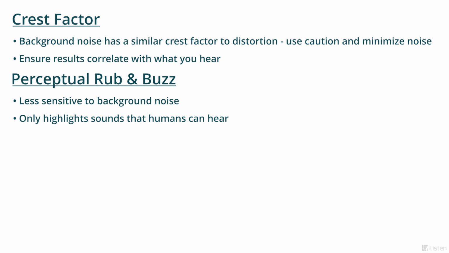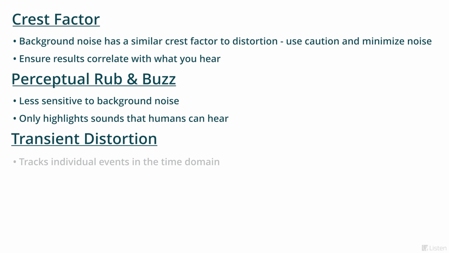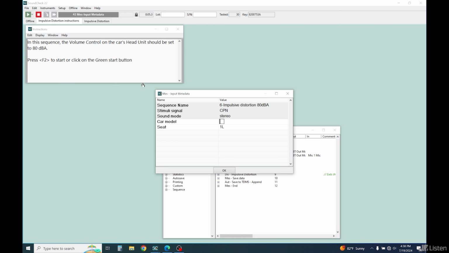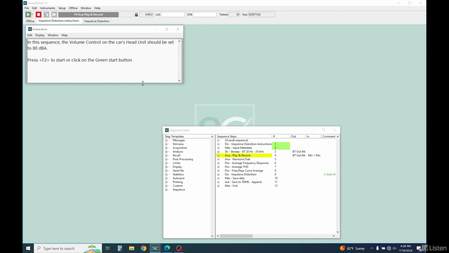Perceptual rub buzz uses masking curves to simulate the performance of the human ear to measure only audible distortion. Transient distortion versus time measurement tracks individual events in the time domain to reveal any loose particles or rattling wires. It offers greater precision than frequency domain measurements since it tracks individual transient events. I'll measure both these parameters simultaneously using a step sine sweep stimulus.